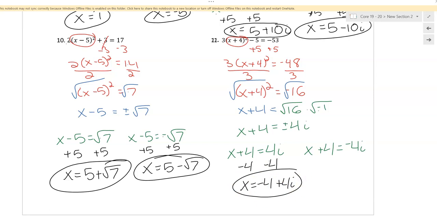I cannot cross out these 4s. One's a 4i and one's just a 4. They're not the same type of thing. Same thing here, subtract 4. So that's negative 4 minus 4i.